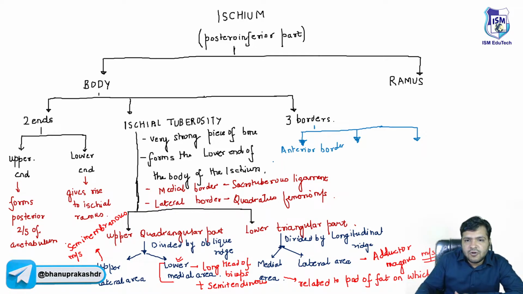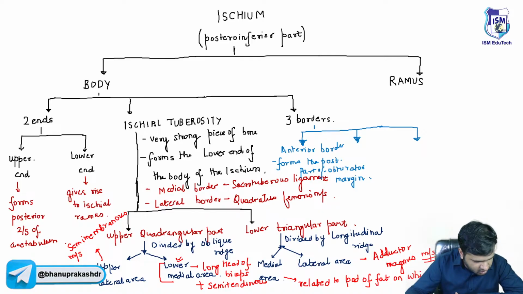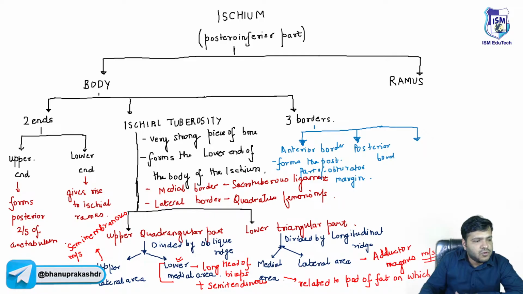Okay, so it forms the posterior part of the obturator margin, right? Now beta, the other border, it is the posterior border that I will show you right now. Posterior border, and we have one more border beta, that is called as the lateral border.